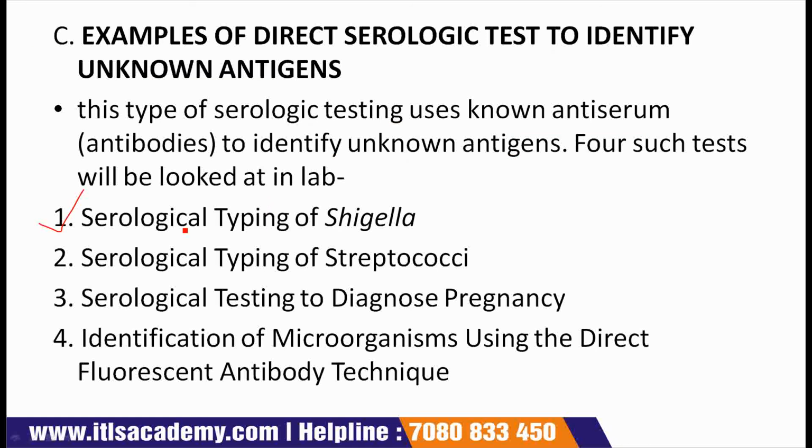First is serological typing of Shigella. There are 4 different serological subgroups of Shigella present. Known antiserum is available for each of the 4 subgroups of Shigella and contains antibodies against the cell wall or O antigens of Shigella.